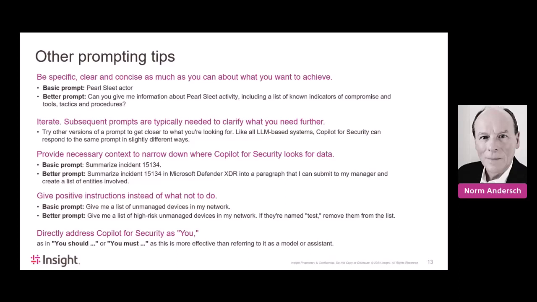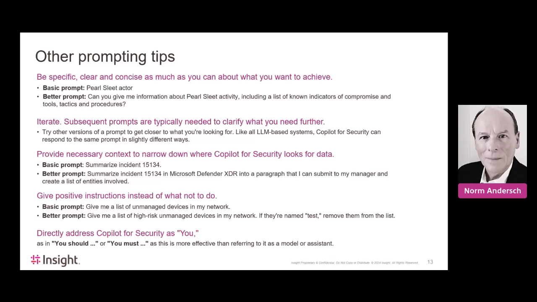So the next one is provide that context to narrow down where Copilot for Security will look. This is not only a time saver, but again, you'll end up finding more accurate information coming back out of it if you are more specific about where you think this information may lie. So summarize incident 15134, it's going to be looking across an entire spectrum of plugins to find out where it might find something about incident 15134. By specifying explicitly that you want to look at Microsoft Defender XDR, that really narrows down where it needs to look. So it'll drop directly into that and look for anything it can find dealing with basically the incident you're interested in.